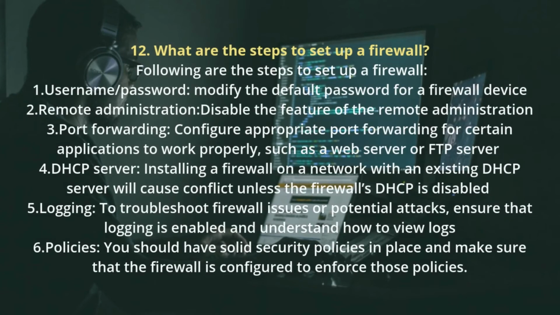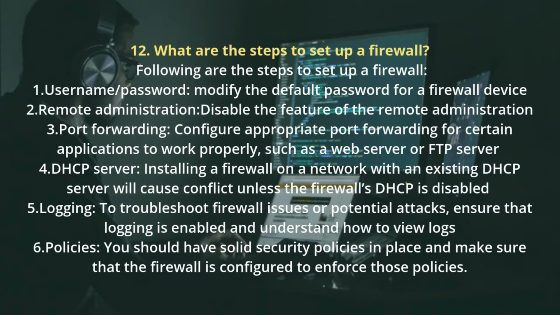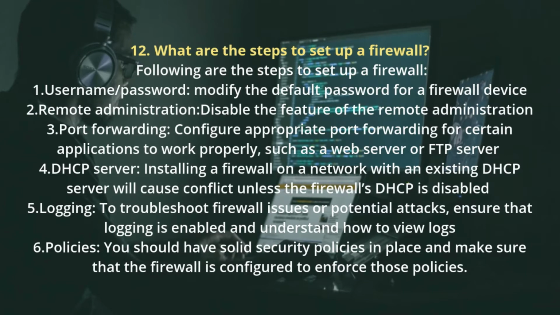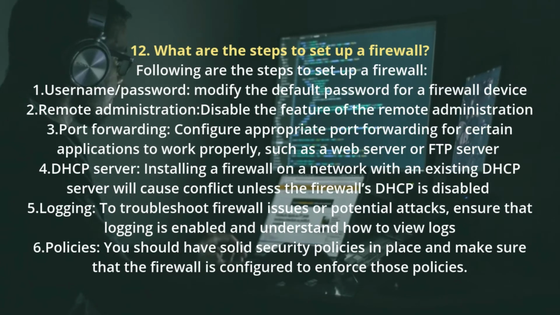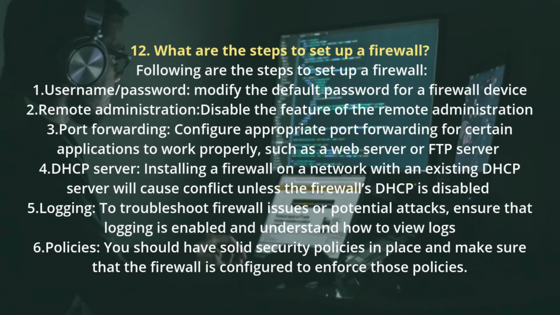12. What are the steps to set up a firewall? Following are the steps to set up a firewall. Username/password: modify the default password for a firewall device. Remote administration: disable the feature of the remote administration port forwarding. Configure appropriate port forwarding for certain applications to work properly, such as a web server or FTP server, DHCP server.